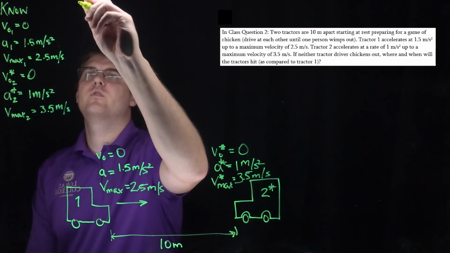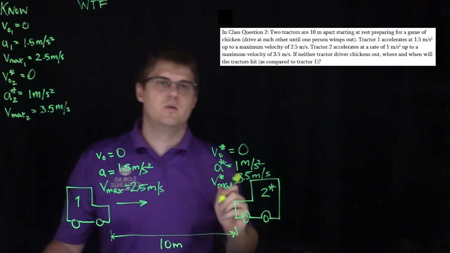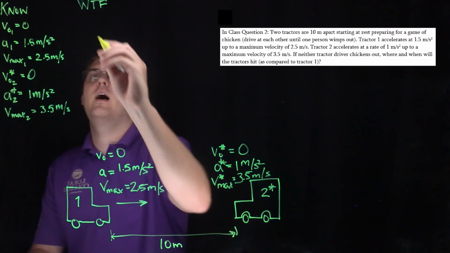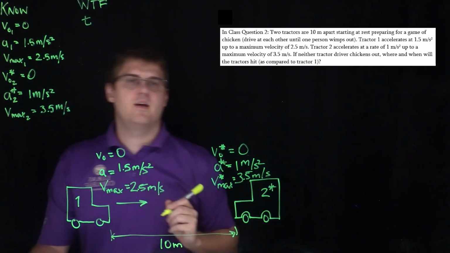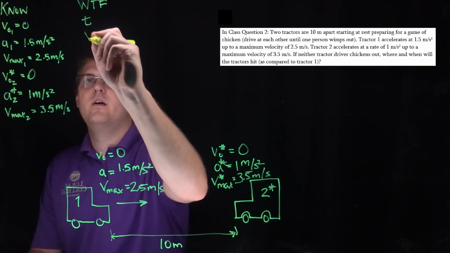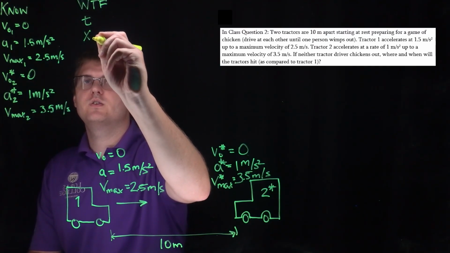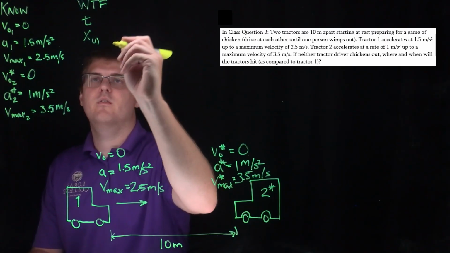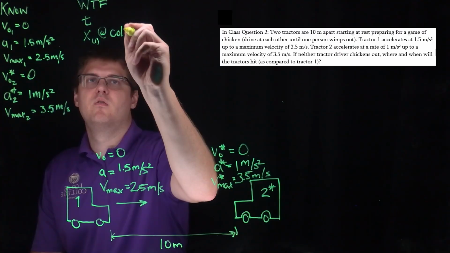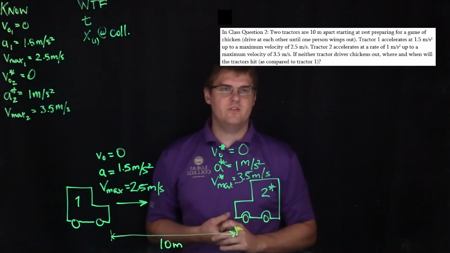And what I'm asked for is when and where they will collide. So I need my time of my collision and my position in comparison to tractor 1 at the time of the collision. Those are the two pieces that I want.